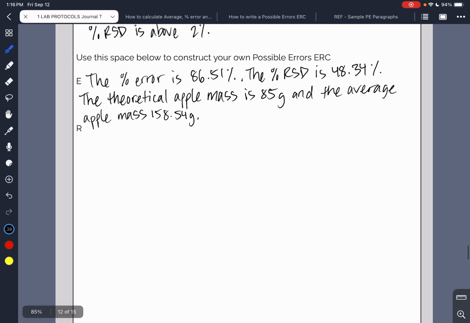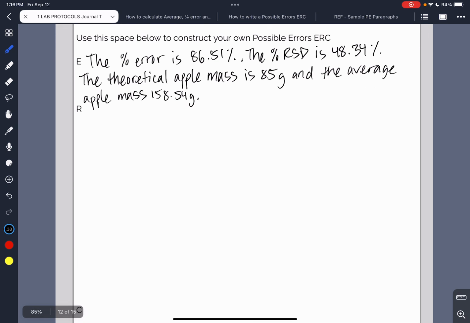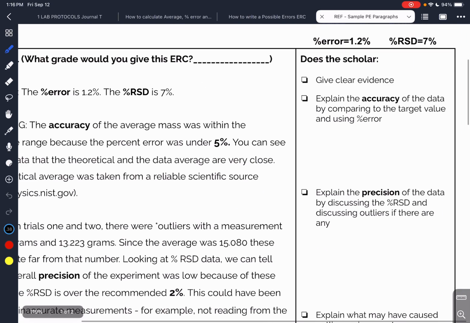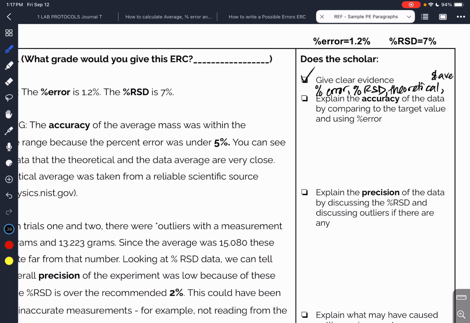All right, now we're going to move on to our reasoning section. This is where we're going to explain the accuracy and our precision of our data. So let's go back to this checklist here, because what we just did is we gave some clear evidence, so that's our percent error, our percent RSD, and we kind of went one step above that and included our theoretical and our average. That's going to help us for this next section, which is going to be the reasoning section.